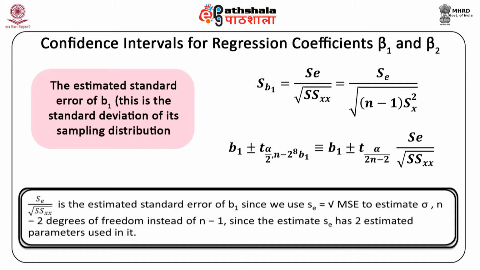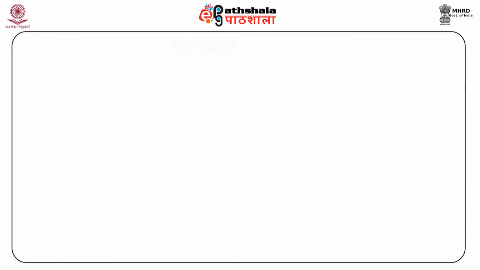Also, we have n minus 2 degrees of freedom instead of n minus 1, since the estimate SE has two estimated parameters used in it. Let's take some examples. For the coffee sales example, we have the following results.